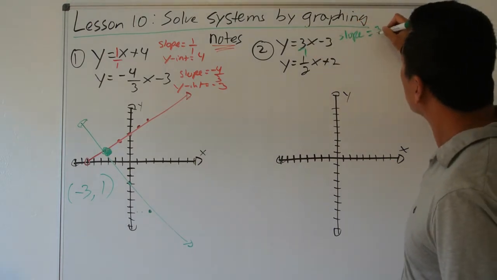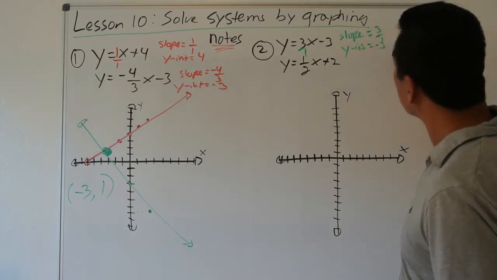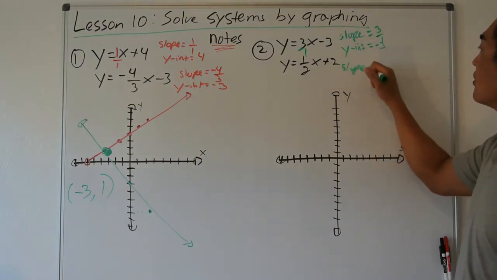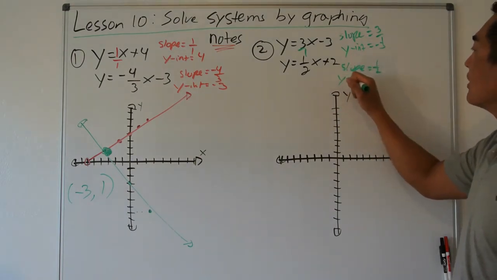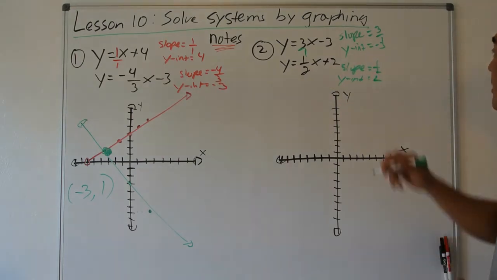It's 3 over 1. My y-intercept is negative 3. For this one, my slope is 1 over 2. My y-intercept is at 2. Alright, I'm going to go quickly. Alright, so let's grab the first one.